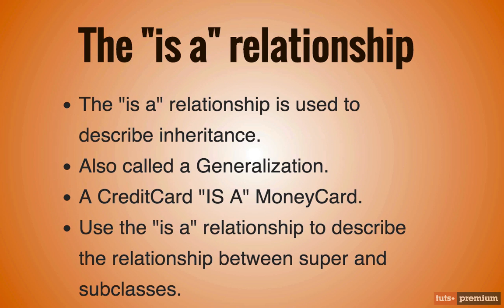The is-a relationship is used to describe inheritance, also called a generalization. We learned about inheritance in the previous Java 201 course when we created the MoneyCard superclass and its subclasses, credit card, debit card, and gift card. So we can define the relationship between a superclass and a subclass by saying that a credit card is a money card, or a debit card is a money card. So you'll use the is-a relationship to describe the relationship between a superclass and a subclass.